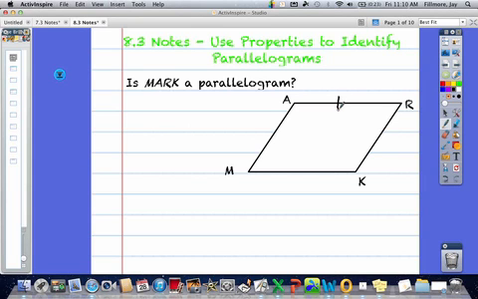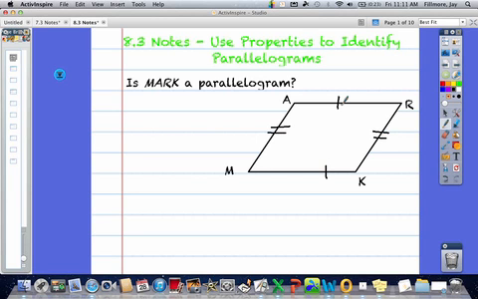However, if I did something like this, and I marked that the opposite sides were congruent, now we have some information to work with. We know from section 8.2 that in a parallelogram, the opposite sides are congruent. So we can take the converse and use that as well. If opposite sides are congruent, then we can deduce or conclude that this is a parallelogram. So we have some sort of evidence to base our conclusion.